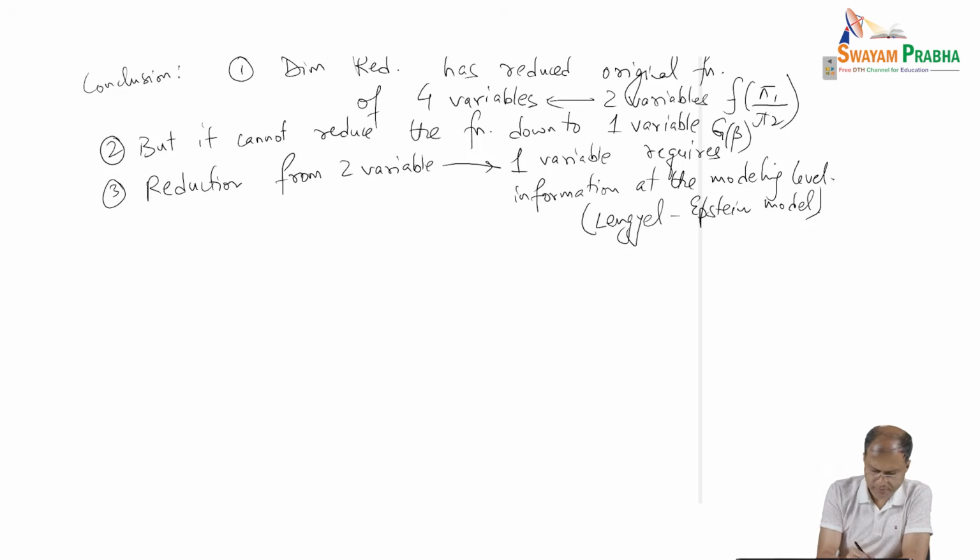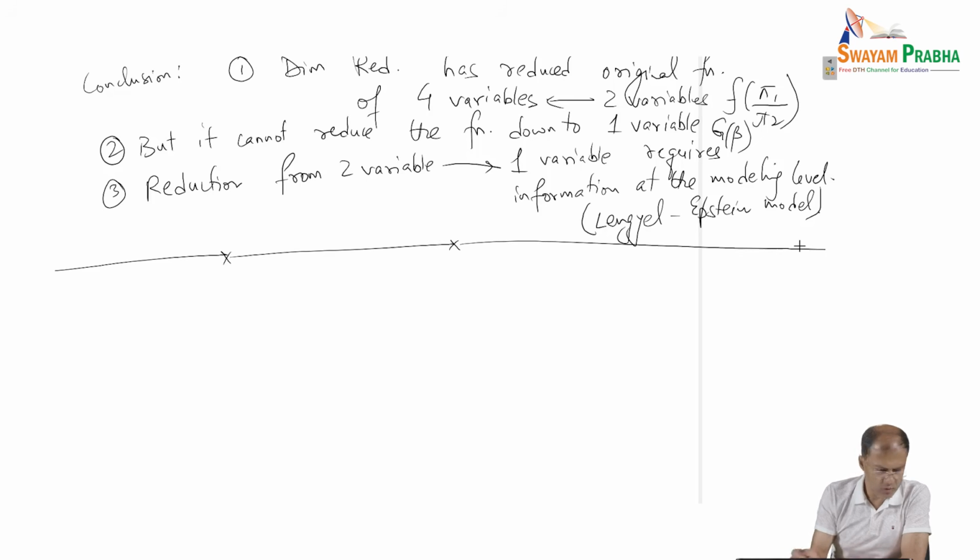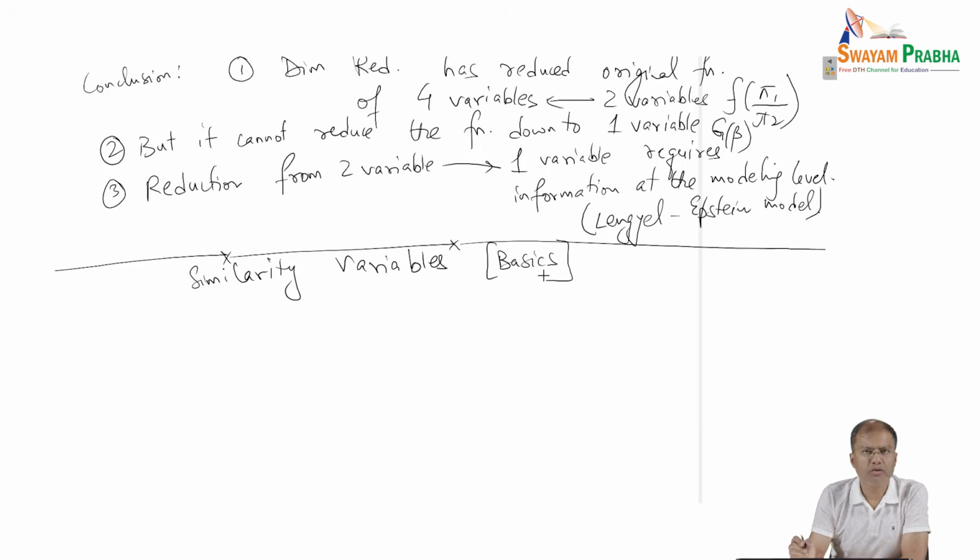So let us now introduce this topic. So we are talking about similarity variables. I'm going to start with some basics which will help us understand what we are trying to find. To begin with, let us again revisit: the dimensional reduction method is able to solve very complicated mathematical problems, right?